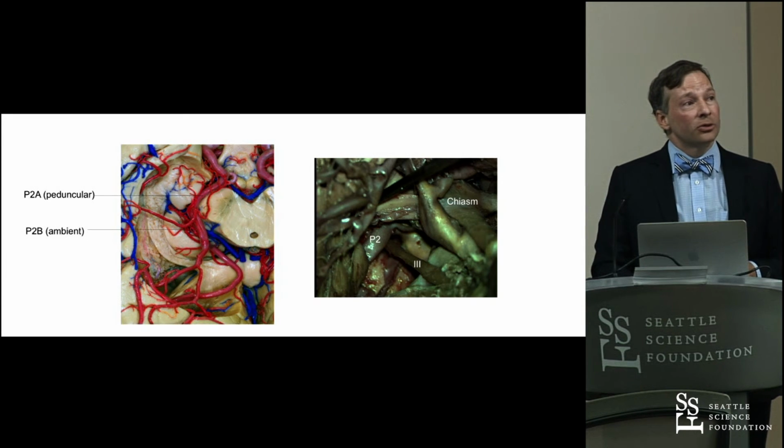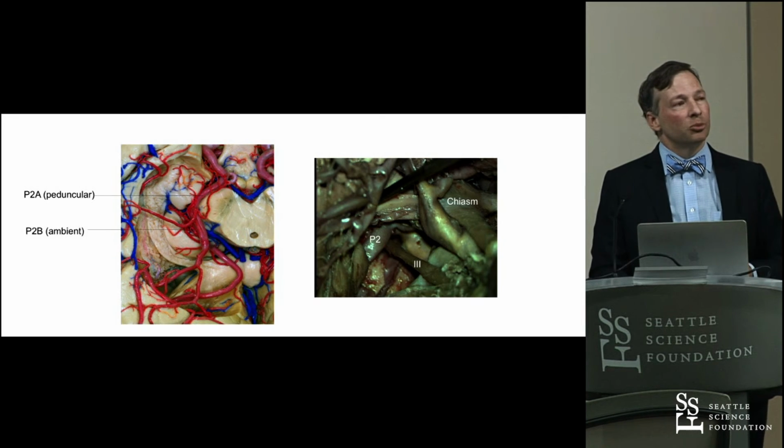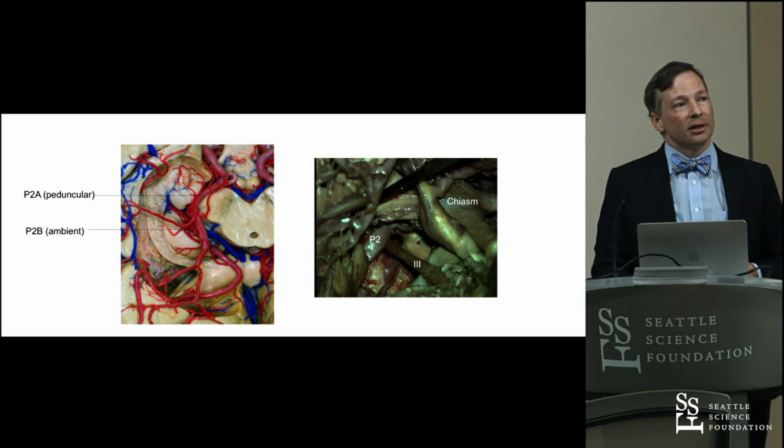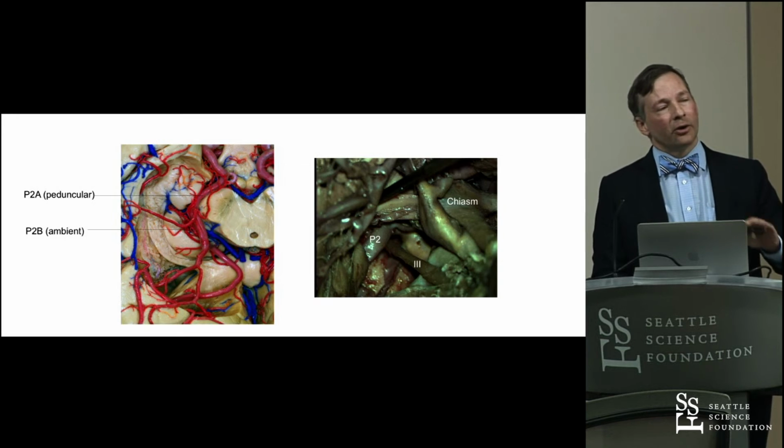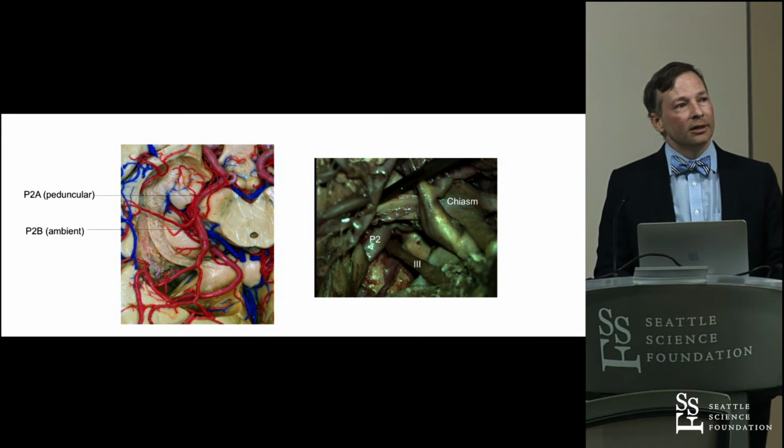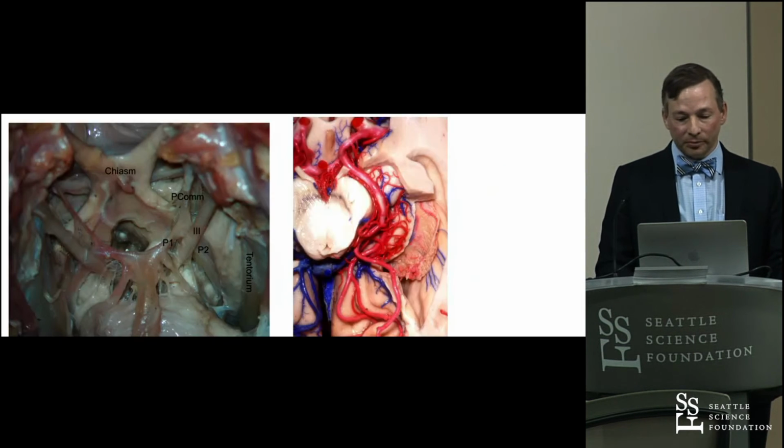As I mentioned, we can also take P2 and divide it into a peduncular and an ambient section, and those are based on surgical approaches, so that the P2A can be approached differently than the P2B. If we look at the image we took from our lab, you can see the P2 segment. This is an anterior kind of transylvian approach where we see the third cranial nerve, the chiasm, and then the P2 segment there just lateral to that junction.